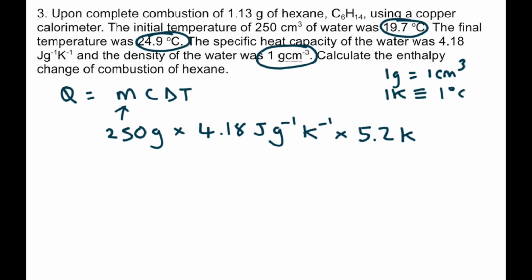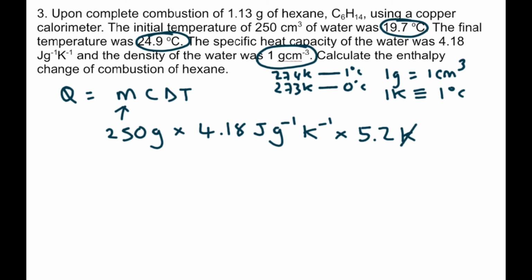Now, the temperature change needs to be in kelvins, but that's okay because 1 Kelvin is equivalent to 1 degree. What we mean by that is, as you already know, 273 Kelvin is the same as 0 degrees. So if you go up by 1 degree, then that is 274 Kelvin. 2 degrees is 275 Kelvin. So because it's a temperature change, it's okay for us to use Kelvin rather than degrees.